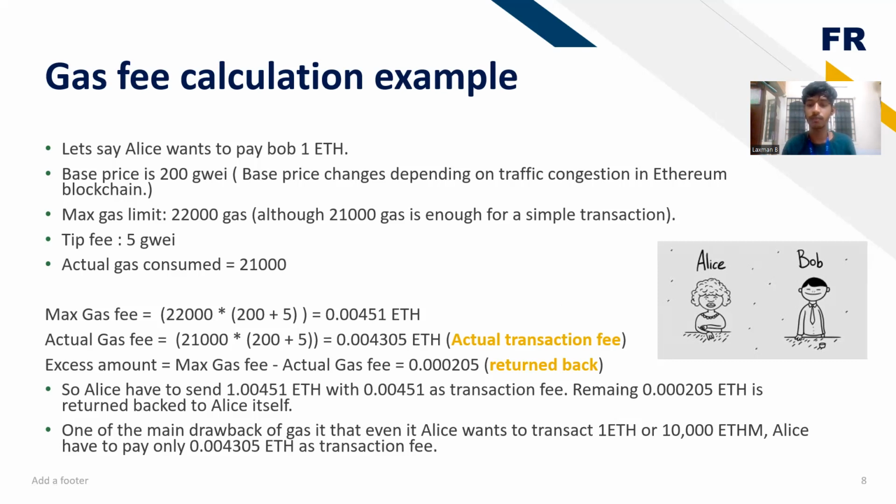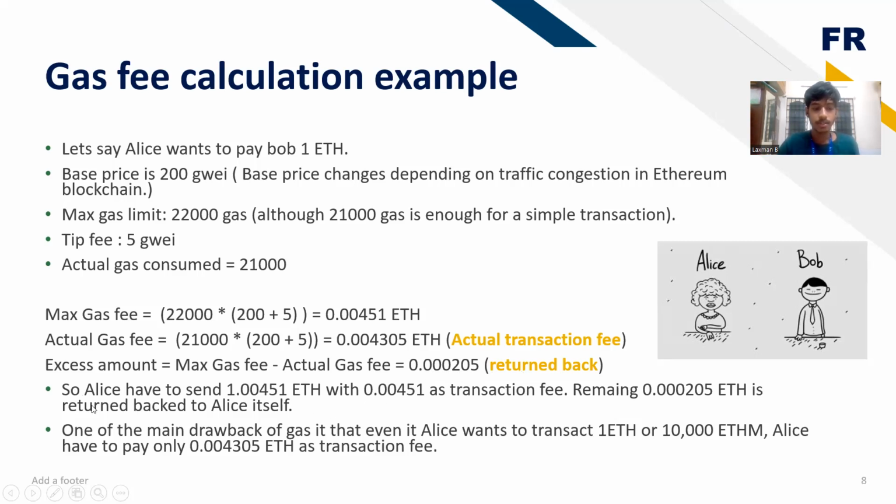So what the Ethereum Virtual Machine has to do is take whatever transaction fee is required, and return back to me the excess amount of the gas price that I have paid. As we can see, excess amount is equal to maximum gas fee minus actual gas fee. If I subtract these two, I'll get 0.00205. So this amount will be returned back to me.